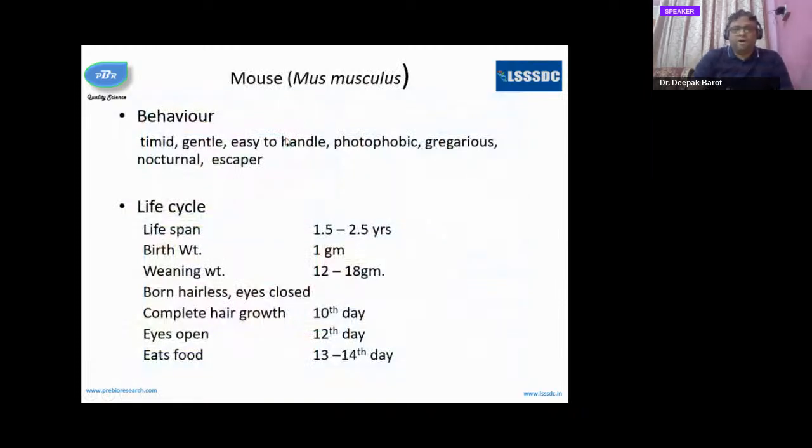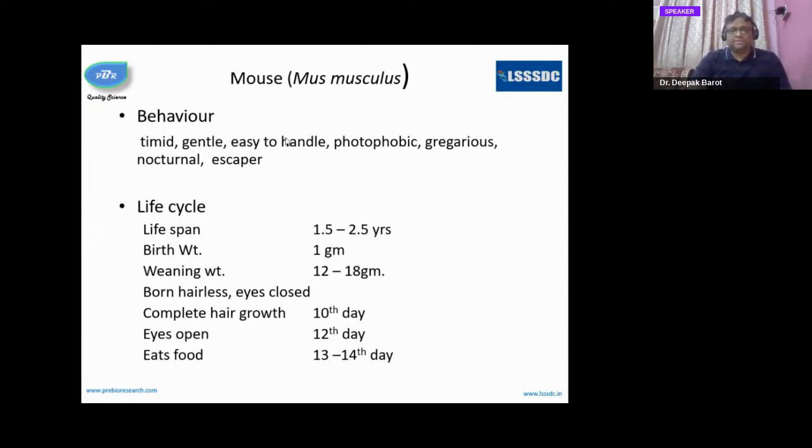So let's talk about mouse. The smallest species in the chain is mouse, which is called Mus musculus. It is the scientific name of it. They are very timid, gentle, very easy to handle, photophobic, and they are nocturnal. So they are very highly active at night. So they are very small but very quick, but very gentle species to handle.